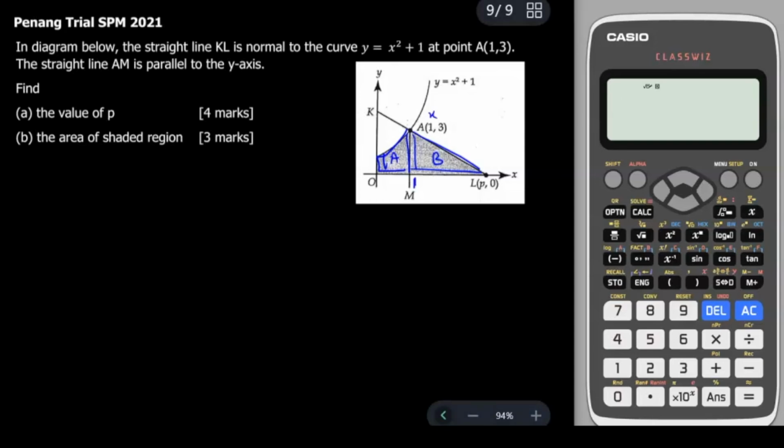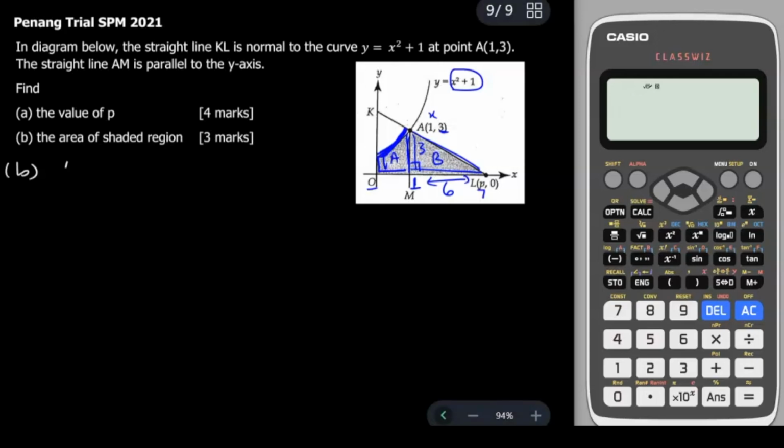The P that we got just now was 7. In order to find the area for this region A, I'm going to use integration from 0 to 1 of this curve. And for B, it is a right angle triangle, so I'm going to use half times base times height. What is the base? Base is 7 minus 1, which is 6. And what is the height? The height is based on this, it's 3. Half times 6 times 3. Very easy, right? Okay, let's solve this.